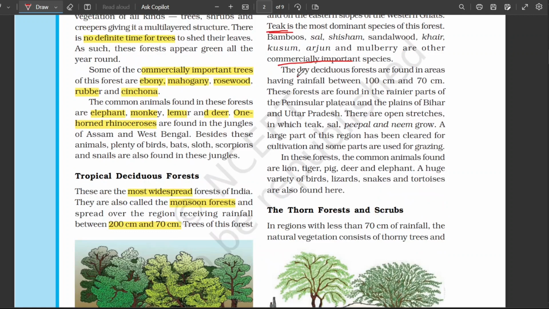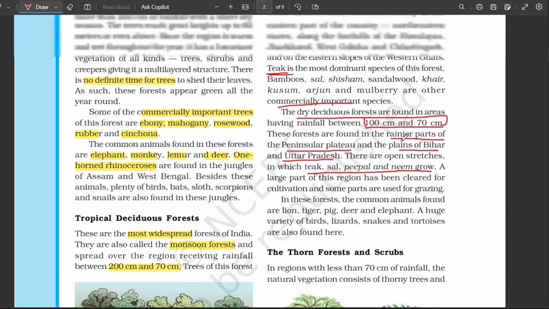Now the dry deciduous, come to dry deciduous, are found in areas having rainfall between 100 to 70 centimeter. These forests are found in the rainier parts of the peninsular plateau and the plains of Bihar and Uttar Pradesh. There are open stretches in which teak, sal, peepal and neem grow. A large part of this region has been cleared for cultivation and some parts are used for grazing.